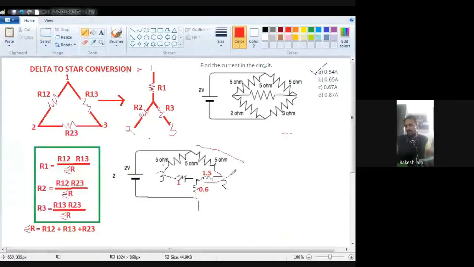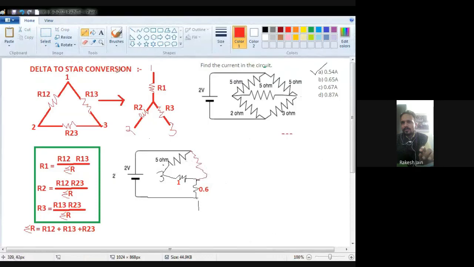Yes. So now what is your R2? Now see very carefully. R2 will be R12. What is your R12? R12 is 3. Multiply by R23. What is your R23? R23 is your 5. So 3 multiplied by 5 divided by 10. Similarly, because the summation of R is the same in all cases, 3 plus 2 plus 5, that is 10. So this will be 15 divided by 10, that is 1.5.